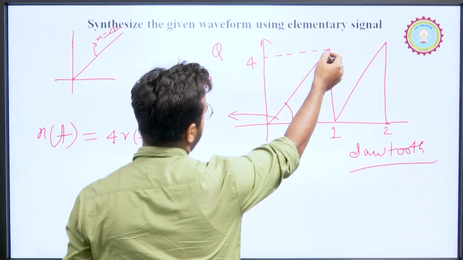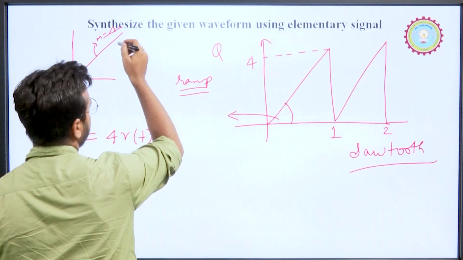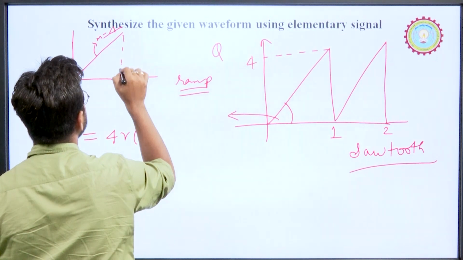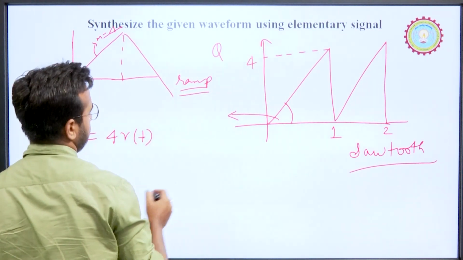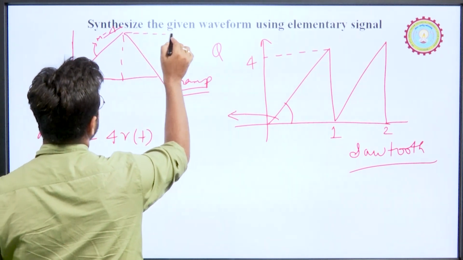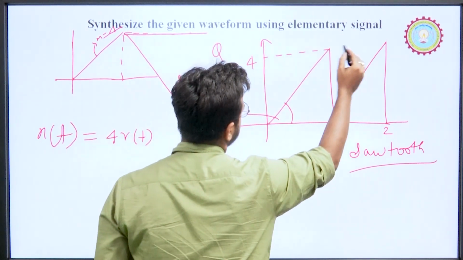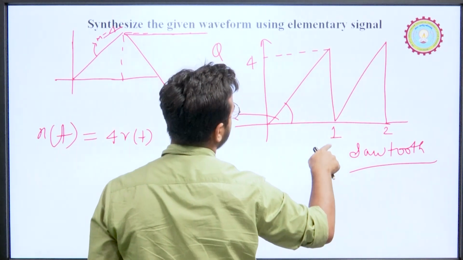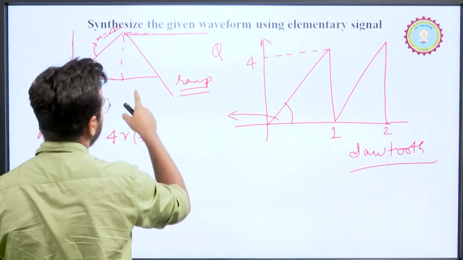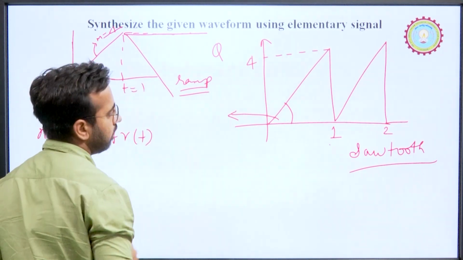But we require to terminate this ramp signal at t equal to 1. So what will we do? If you add a ramp signal of negative amplitude at this point, the final signal will go like this. But we are not going above this time t equal to 1, we are dropping the signal at t equal to 1. So other than adding this negative ramp signal, we will also be required to add a negative unit step signal at t equal to 1. Then only we can make this.